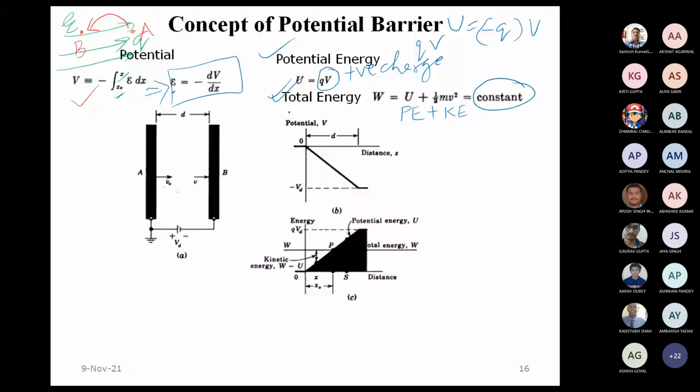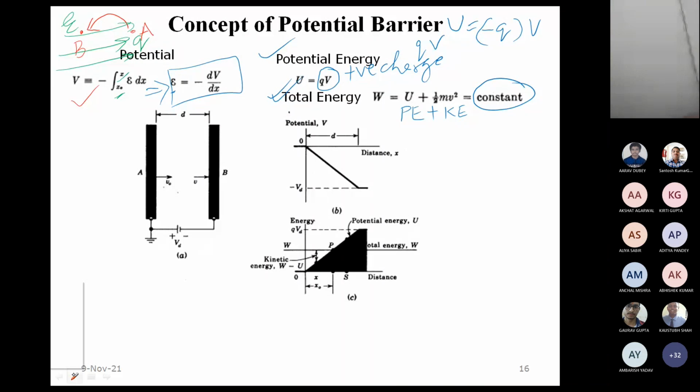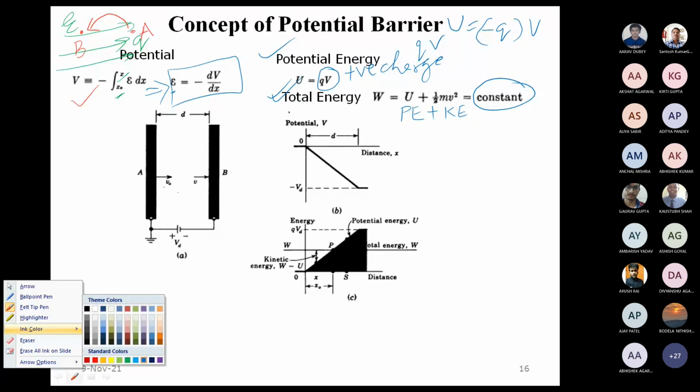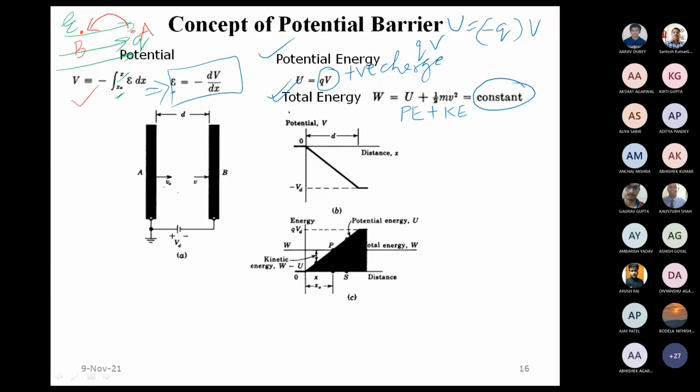Now, the situation is like this. To understand the potential barrier, we have two plates, as shown over here, plate A and plate B. Plate A is at higher potential than plate B, so there is an electric field E which exists between these two plates. The separation between the plates is D here.